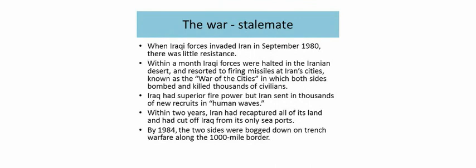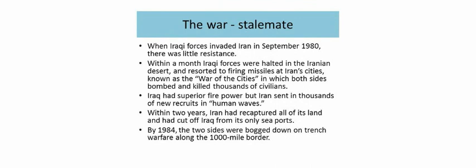Iraqi forces invade in September 1980, and there's little resistance, but within a month, they're stopped in the middle of the Iranian desert, and they resorted to firing missiles at Iranian cities. And this was known as the War of the Cities. Both sides bombed and killed thousands of civilians. There were chemical attacks in this war.